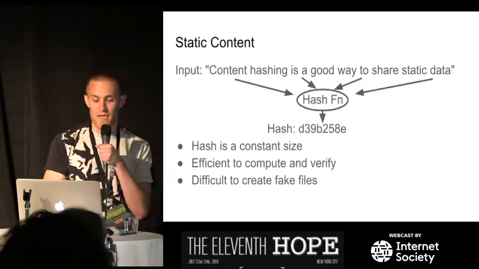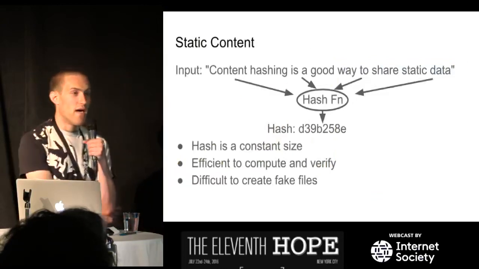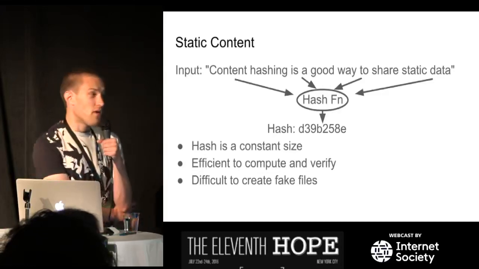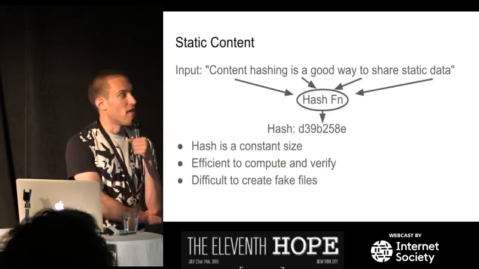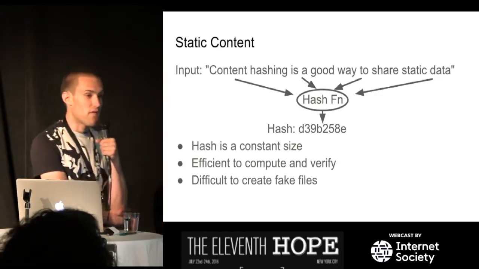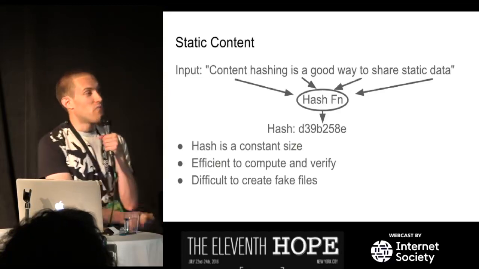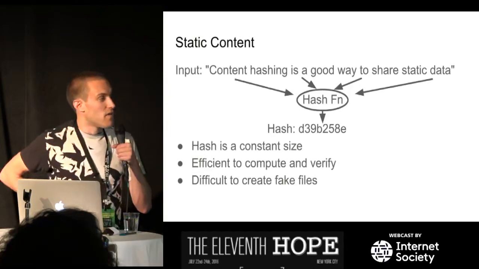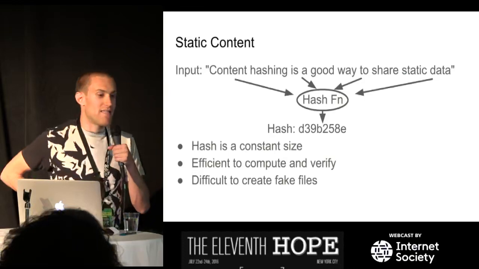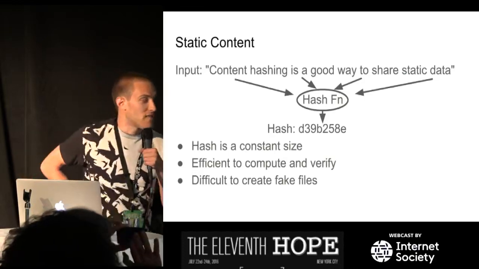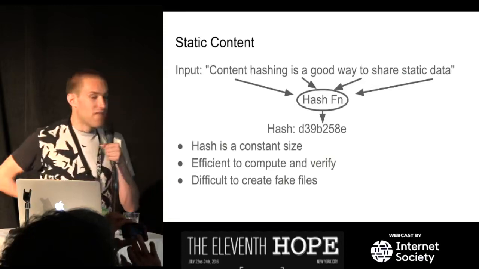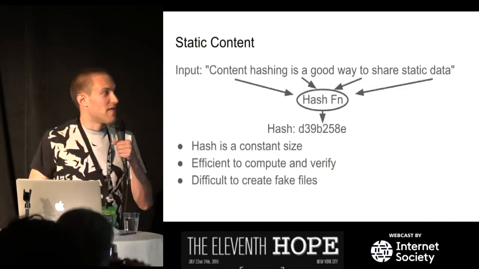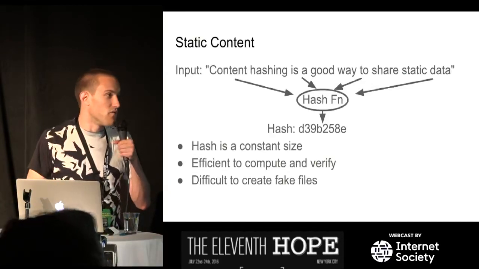For static content, there are some really cool ways to share the data without requiring an owner. A common way to do this is called content hashing. You take your content, run it through a cryptographic hash function, and that will produce a short binary string called a hash. You can think of this hash in a lot of cases as a link to the content. The hash is a constant size, and really importantly, it's difficult to reverse. That means it's hard to come up with another file that has this same hash, D39B258E.